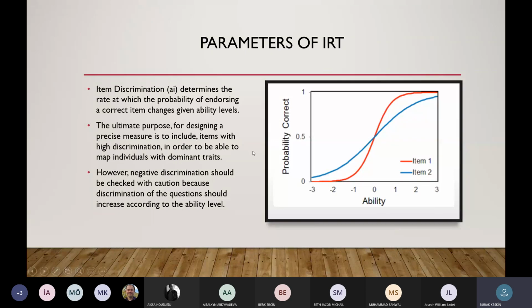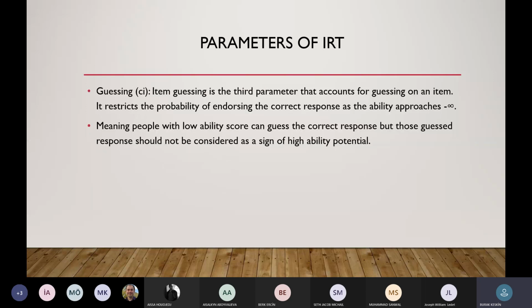And the last parameter is the guessing parameter. Item guessing is the third parameter, as I have said. This parameter restricts the probability of the correct response as the ability approaches negative infinity. I have explained that, actually. No need to explain it again.